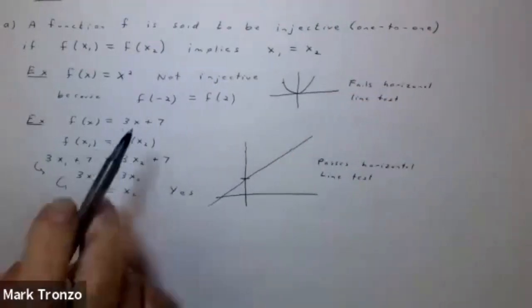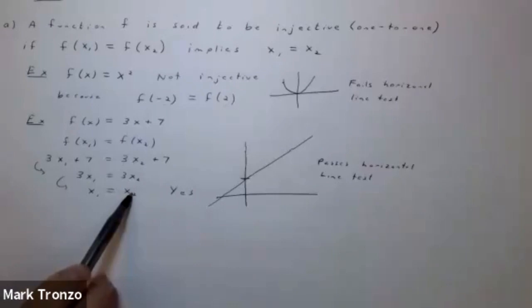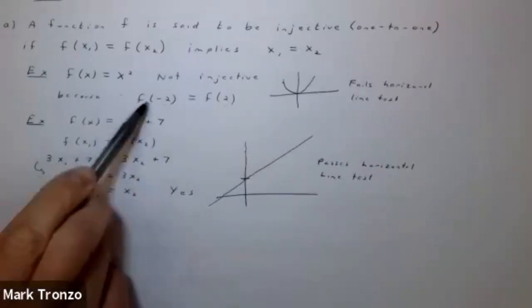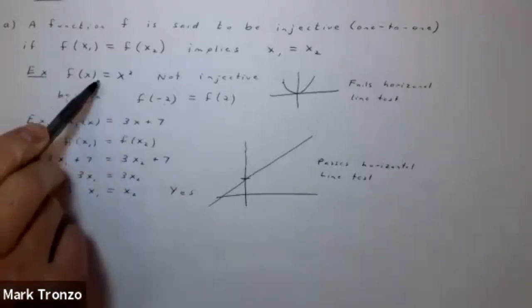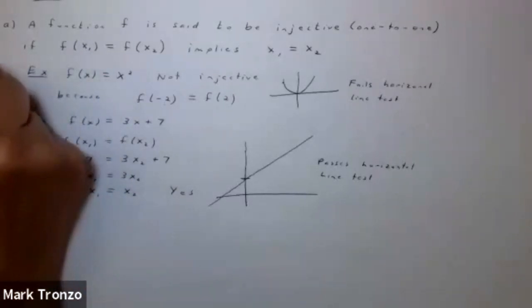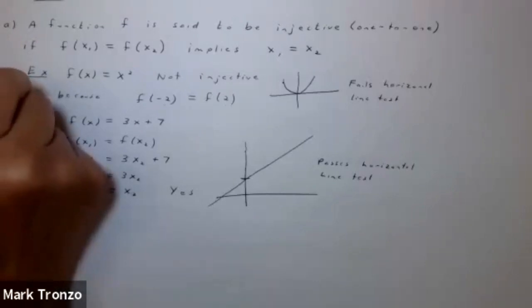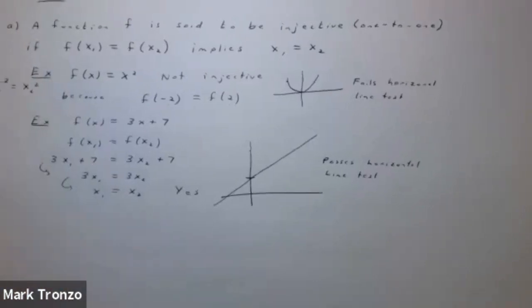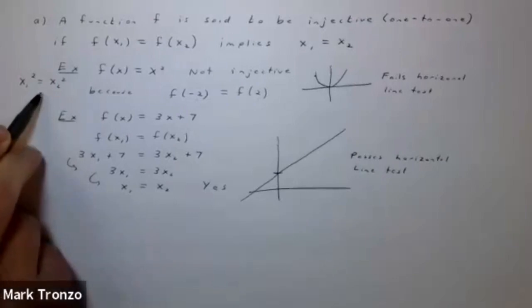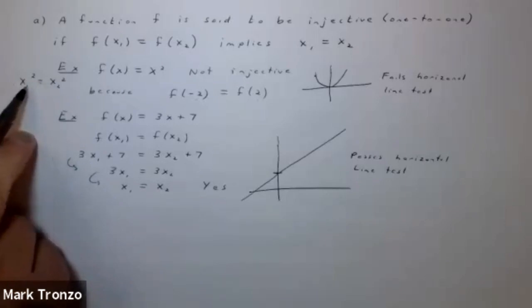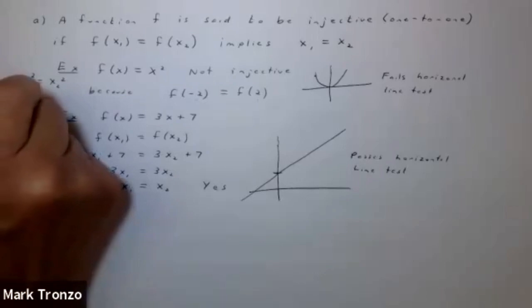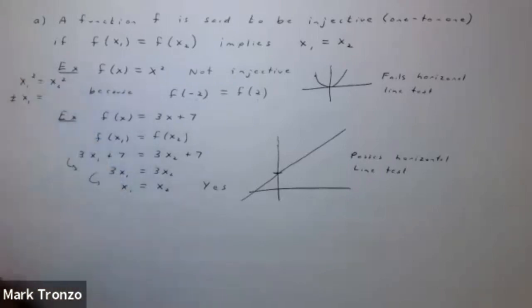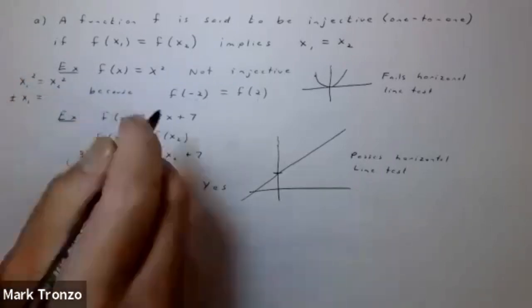So there's a couple ways. This is kind of a more rigorous way to do it. And if we tried to do this proof up here, the same thing, if we did x1 squared equals x2 squared, then when we try to take the square roots, remember when you take square roots, you get pluses and minuses. It's kind of hard to prove that something's not one-to-one. It's usually best just to find the point.